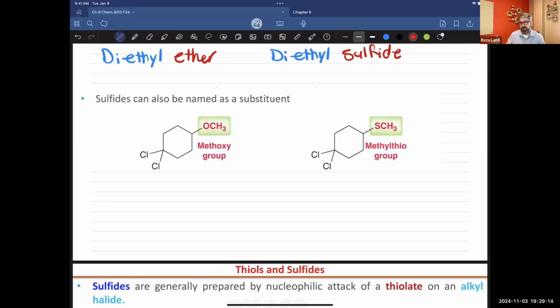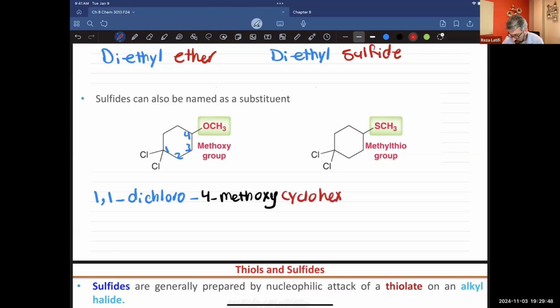And so I can do the same thing with the sulfur. For example, on the left side, I'm going to number 1, 2, 3, and 4. I have 2 chloro, and 1 methoxy group. Chloro will get priority, so I'm going to call it 1 and 1 dichloro. Then on the fourth carbon, I have methoxy, and then I say cyclohexane. So this is going to be the name for this compound.